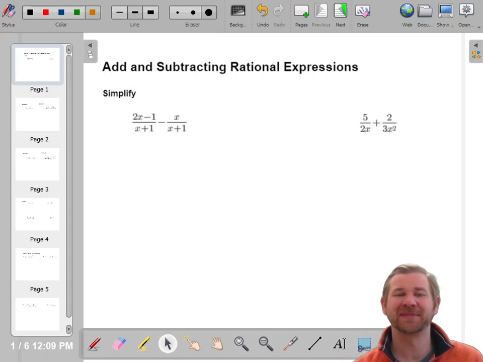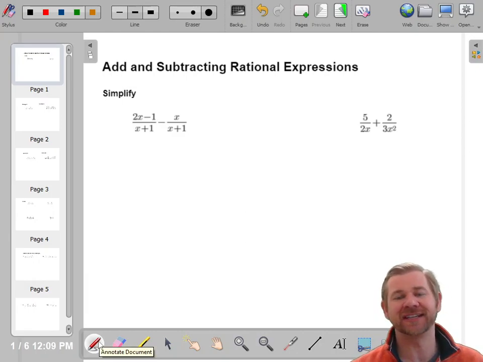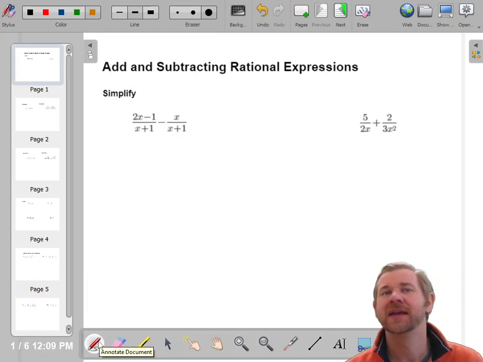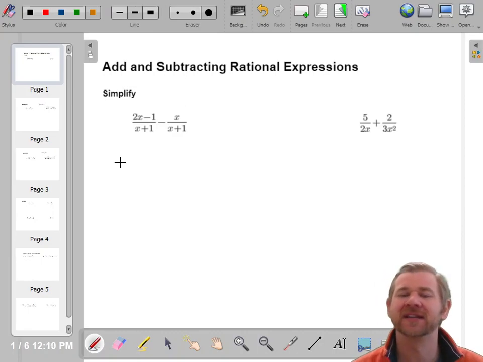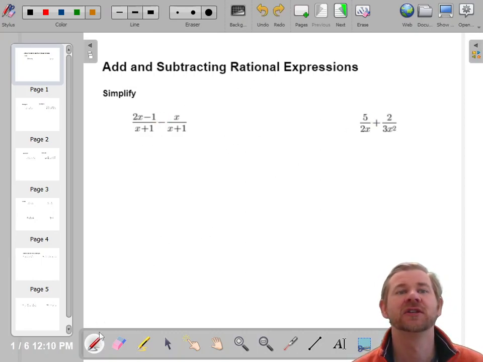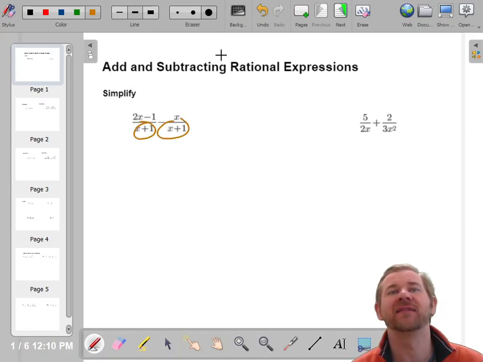Hello everyone, let's talk about adding and subtracting rationals now. We've done the multiplication and division, and that's mostly just can you factor. There is a little bit more going on here because when you add or subtract, you need to have a common denominator. So in the first one, you'll notice they both have x plus 1.